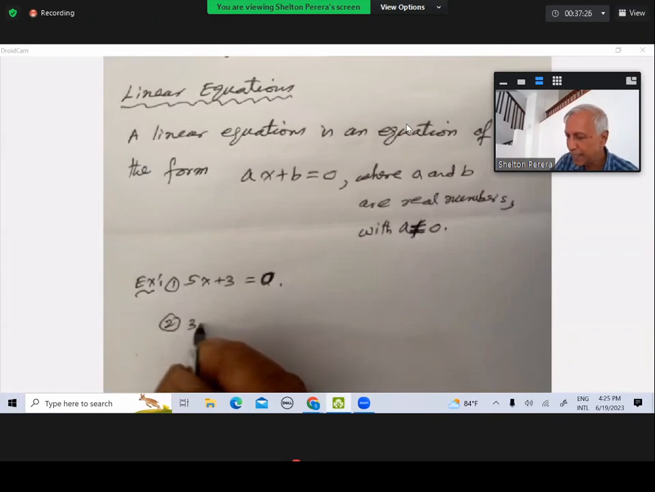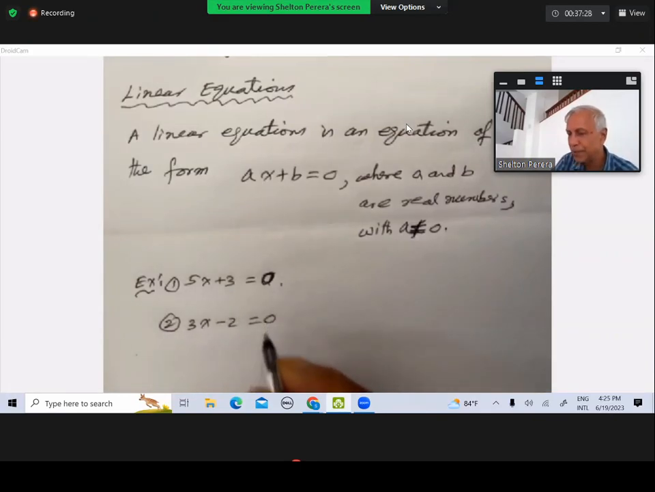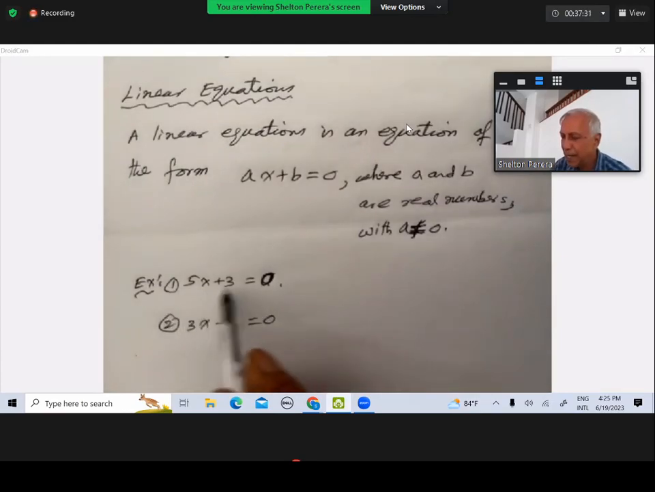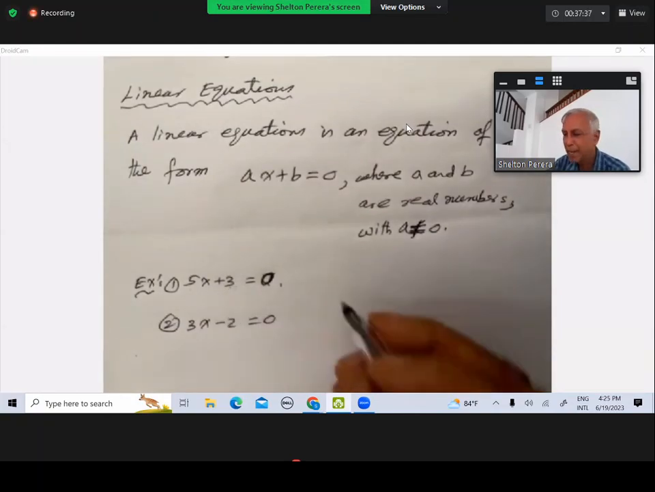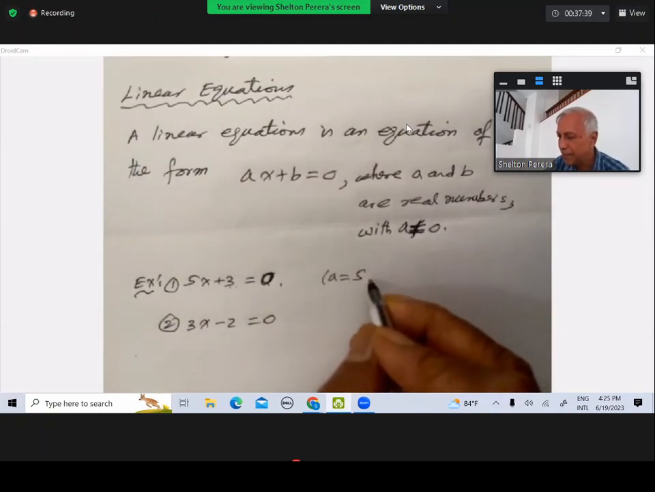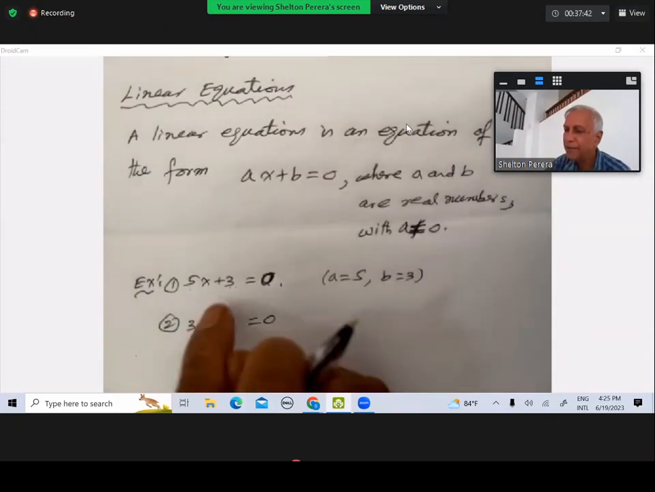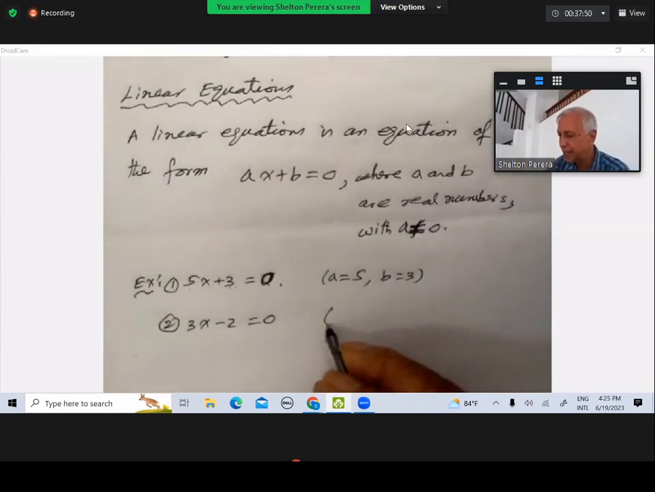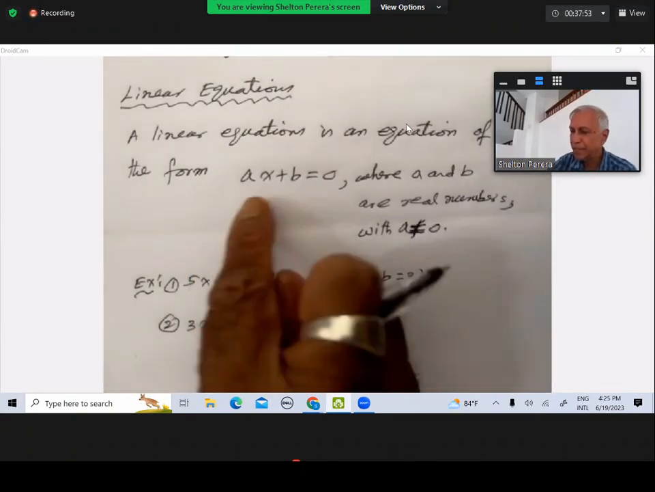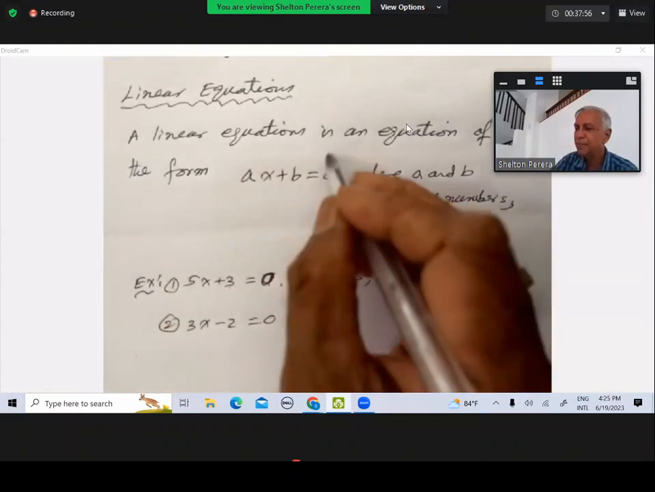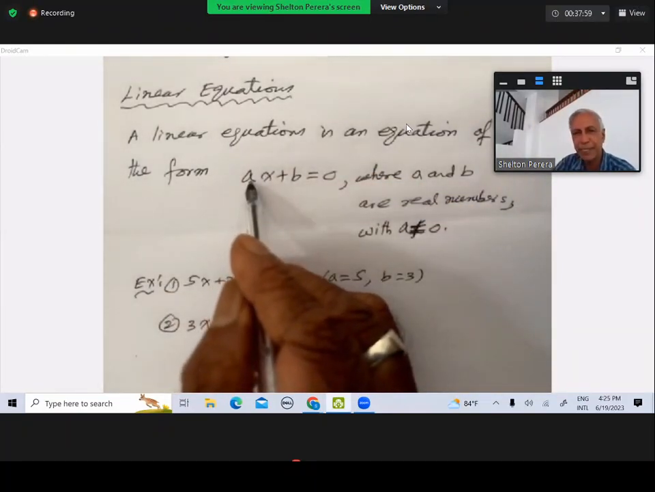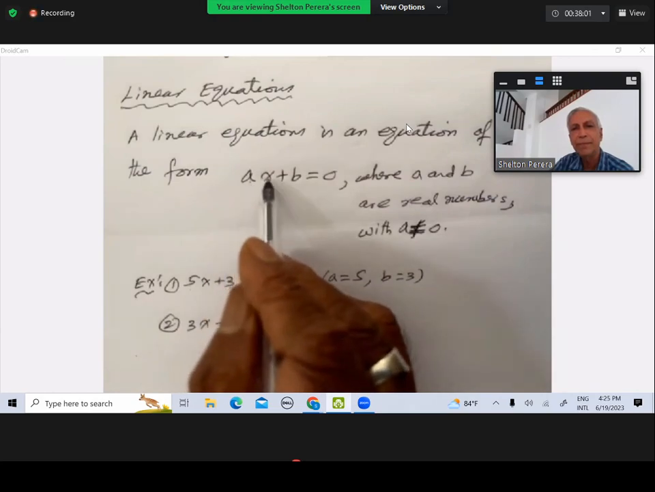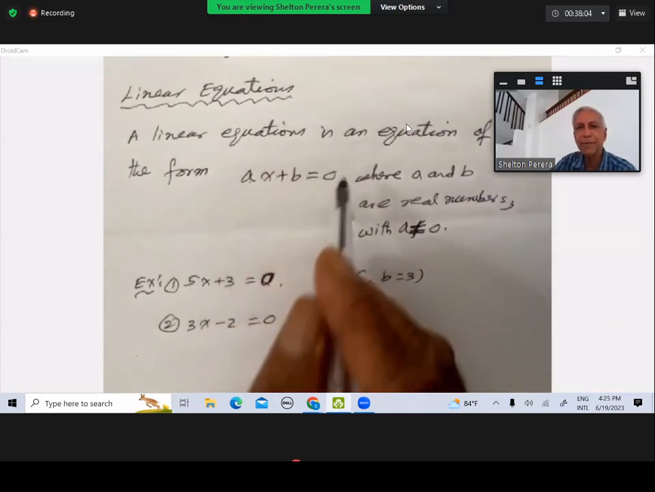Second one, say 3x minus 2 equal to 0. What are a and b here? a is 3, b is like minus 2. Therefore, this is an example of a linear equation. This is also a linear equation. If it is linear, it must be of this form: some non-zero constant real number times x plus a real number equal to 0.